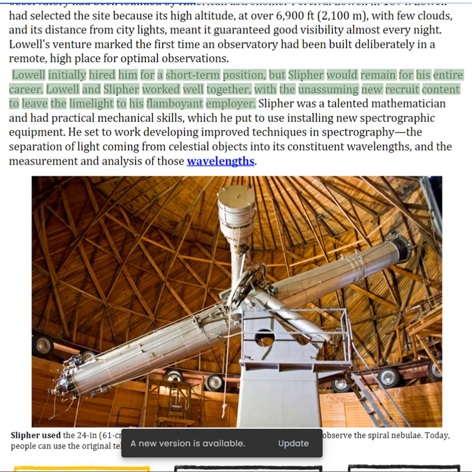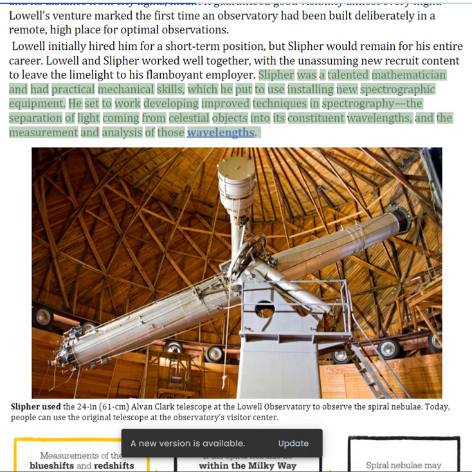Lowell initially hired him for a short-term position, but Slipher would remain for his entire career. Lowell and Slipher worked well together, with the unassuming new recruit content to leave the limelight to his flamboyant employer. Slipher was a talented mathematician and had practical mechanical skills, which he put to use installing new spectrographic equipment. He set to work developing improved techniques in spectrography, the separation of light coming from celestial objects into its constituent wavelengths, and the measurement and analysis of those wavelengths.